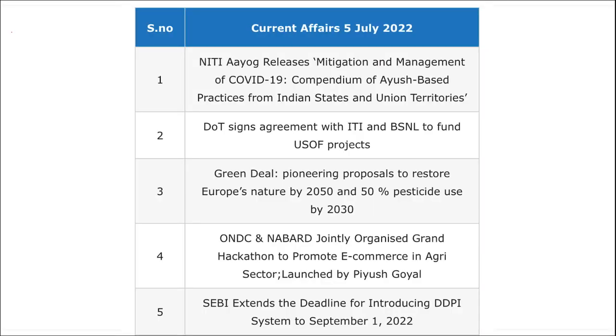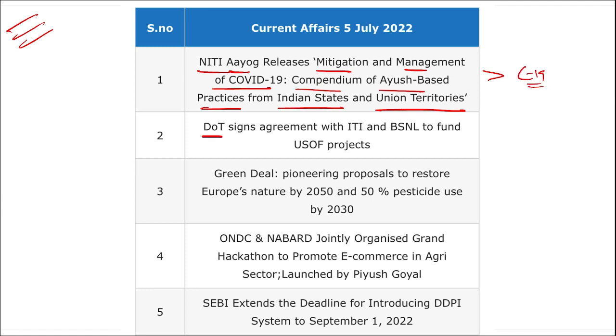Next, so friends, these are all the news that we have to do for the 5th of July. Now let's revise all the news in one go. NITI Aayog has released the Mitigation and Management of COVID-19: Compendium of Ayush Bharat practices from Indian states and union territories. This tells about all the initiatives and schemes that were started by states and union territories during the COVID-19 period. DOT has signed an agreement with ITI and BSNL to fund the USOF projects.